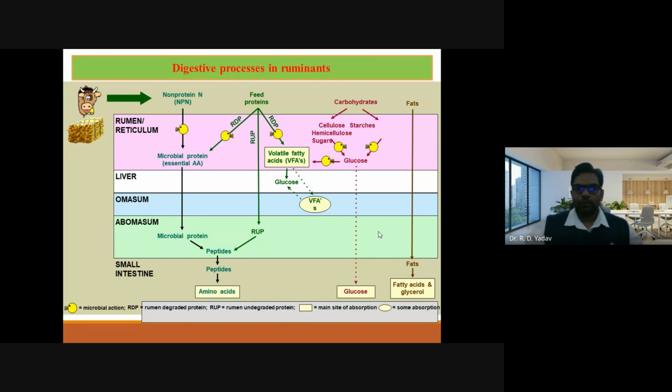And in the rumen, in case of carbohydrates like cellulose, hemicellulose, and starch, the glucose is converted into VFA, and their cycling takes place. The VFA is the main energy source in case of ruminants. Then in case of fat, as I discussed earlier, it is metabolized in the small intestine into fatty acids and triglycerides.